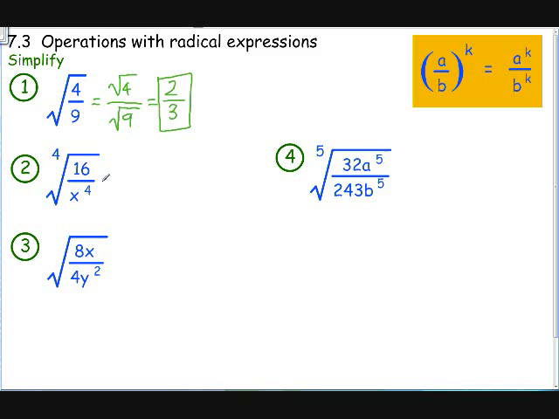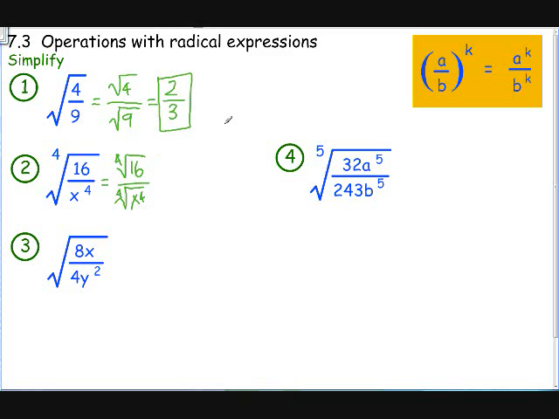How about this one? We are definitely in Algebra 2. We're moving away from just doing square roots, and now we're going to be doing fourth roots. Let's apply the same practice here. We've got the fourth root of 16 divided by the fourth root of x to the fourth. Oh, we're going to use stuff we were looking at earlier here.